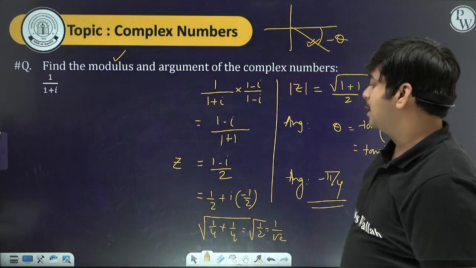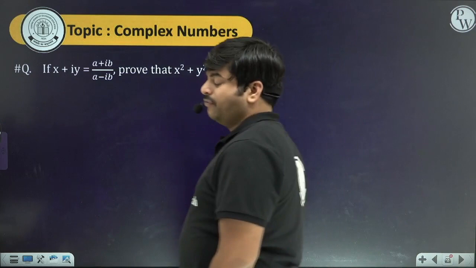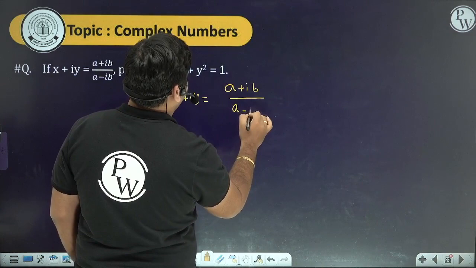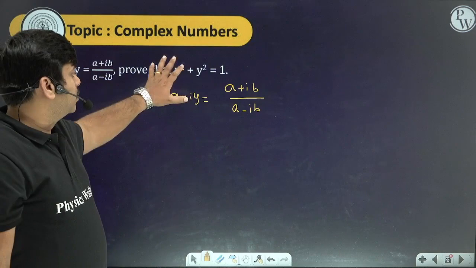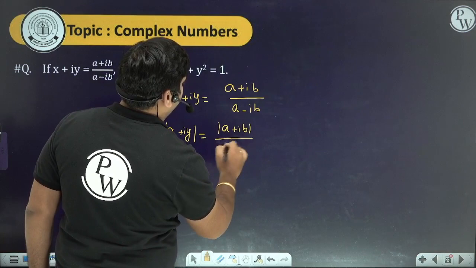Okay. All right. Next, x plus iy is equal to (a plus ib) by (a minus ib). Prove that x square plus y square is equal to 1. Well, it's a very simple question. Although it appears to be very difficult, it is very simple. So I think we can go with the modulus entirely. Modulus of this will be equal to modulus of a plus ib by modulus of a minus ib. Yes, we can do that.